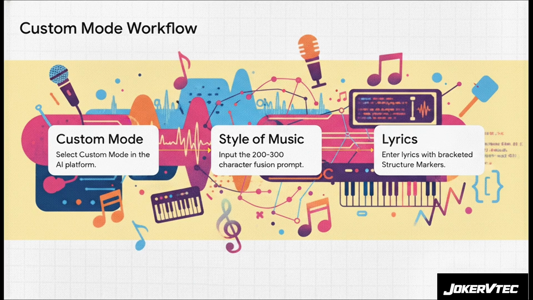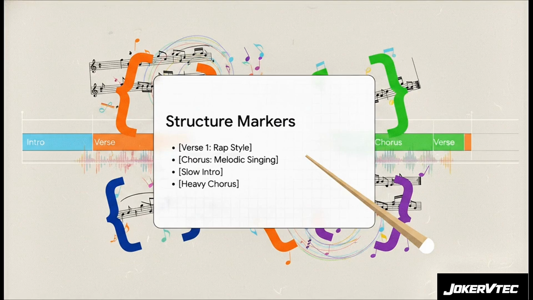Step 2, take that Big 5 paragraph we just built and drop it into the Style of Music box. Now here's a really vital technical secret. This box works best when you keep it concise, strictly between 200 and 300 characters. And step 3 is where we take total control of the arrangement by entering our lyrics utilizing bracketed structure markers. Inside that lyrics box, you are the conductor. Literally, by wrapping structural markers in brackets, you dictate the exact flow of the song.